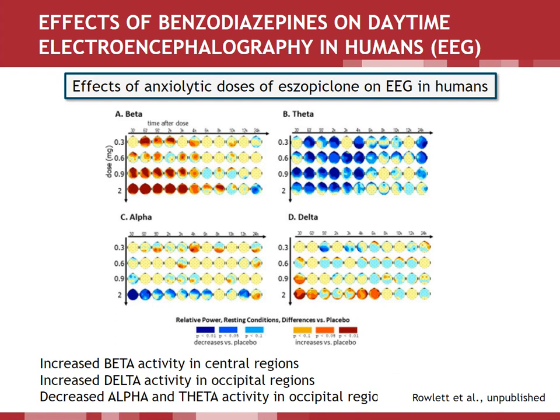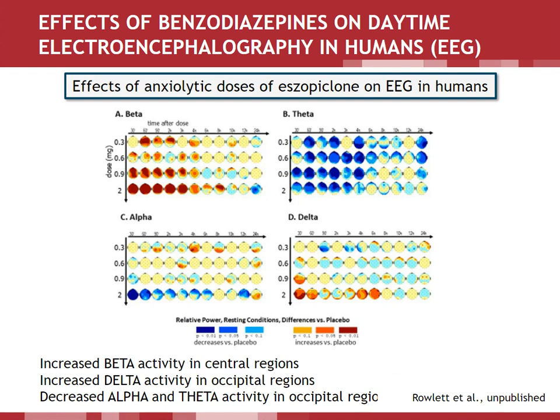Importantly, increased beta band EEG activity in response to benzodiazepines had already been shown in rodents, and this effect has been proposed as a quantitative biomarker for GABAA receptor modulation, and more importantly, has been associated with subject-rated decreases in anxiety in healthy human volunteers and in generalized anxiety disorders. So increases in beta band activity seem to correlate with decreases in anxiety in humans as well.